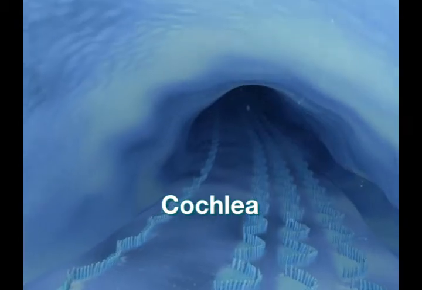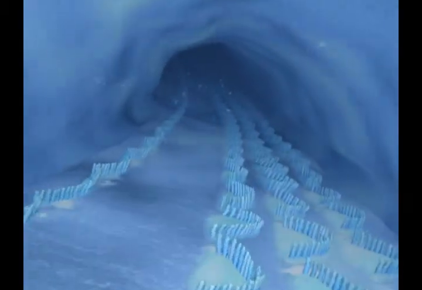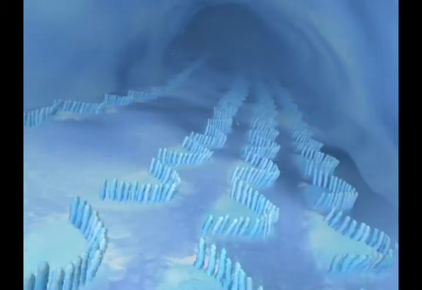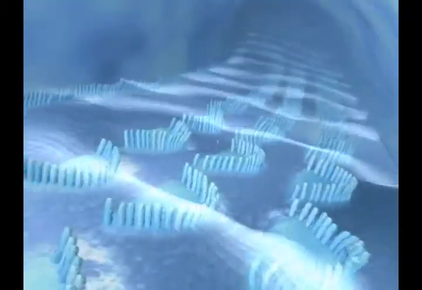Now the sound goes through yet another window and enters the cochlea. The cochlea is a snail-shaped organ about the size of an aspirin. If you could unwind the cochlea, you would see approximately 20,000 sensory cells, commonly referred to as hair cells.